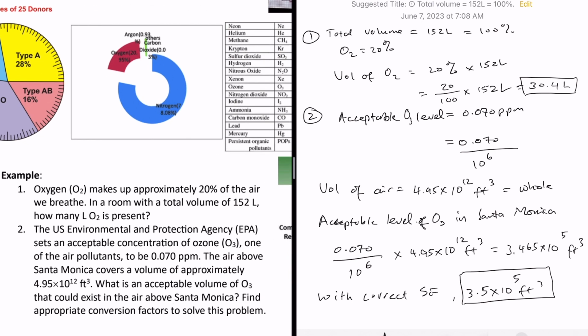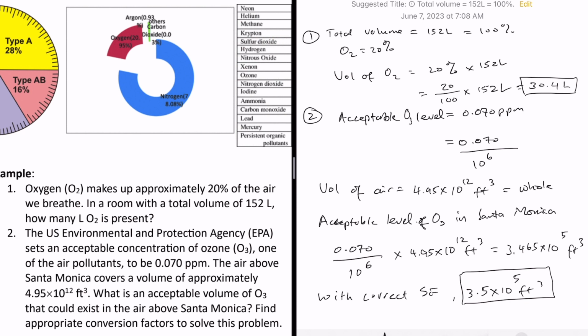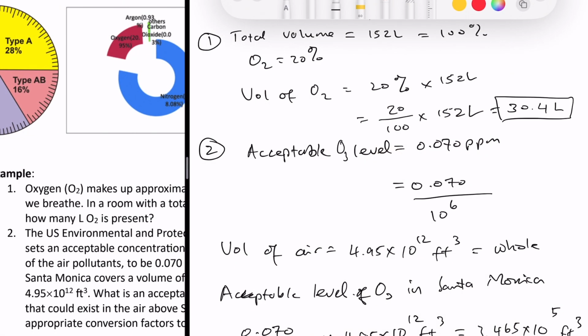The first question is, oxygen makes up approximately 20% of air, and if we have a room that has a total volume of 152 liters, how many liters of oxygen is present? The concept here is just the concept of percentage that we discussed earlier. In this case, our total volume, which is 152, is what 100% is equal to, and if we're looking for 20% of that, then it's really just multiplying 20% times 152 liters.